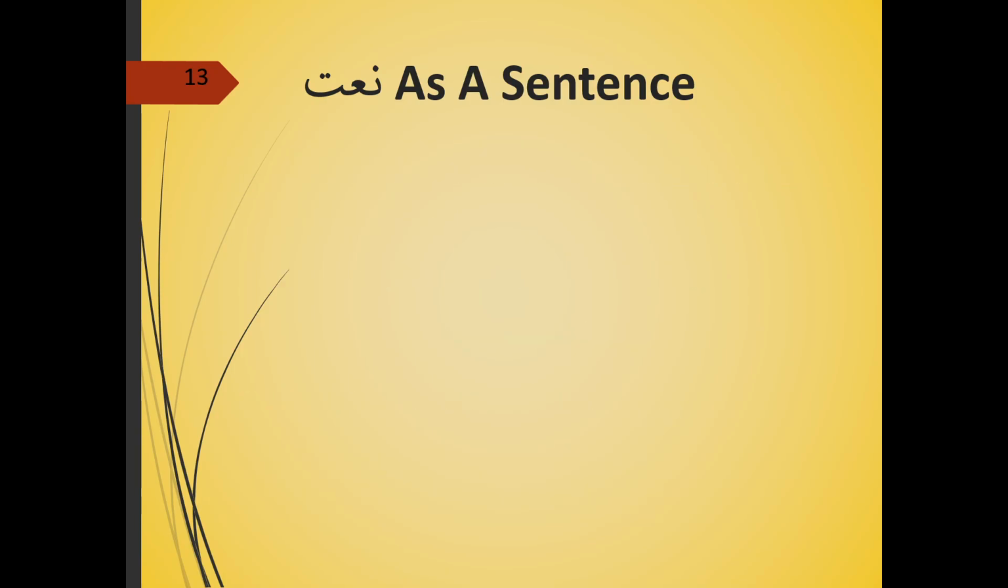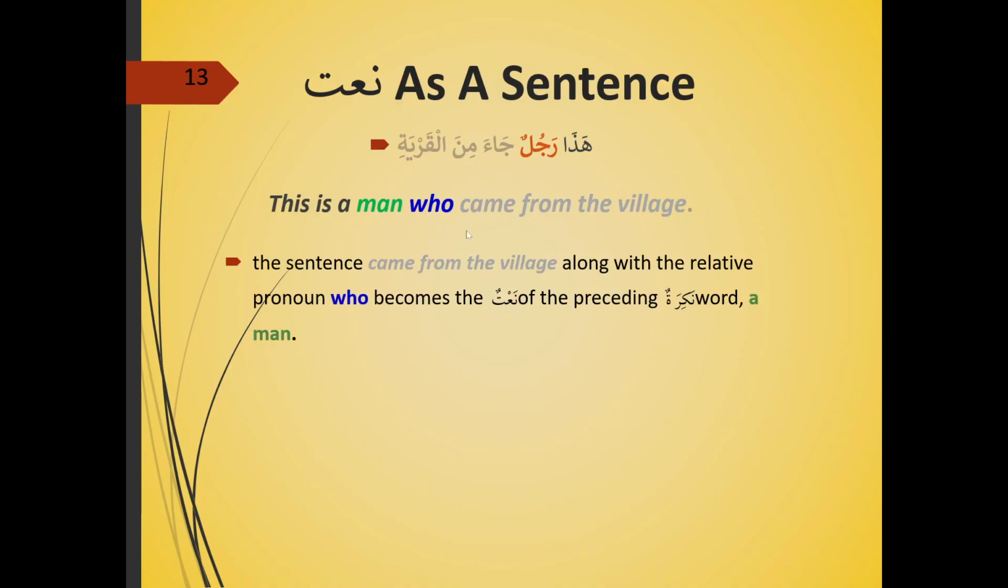So let's look at it from another point of view, so that maybe it'll be clearer if you don't quite get that. We have this sentence: this is a man who came from the village. So the man who came from the village, he came from the village. That's the man we're talking about. This is what we're describing, the man. Now, the sentence came from the village, along with the relative pronoun who, is the na'tun, and it comes after rajulun in this case.